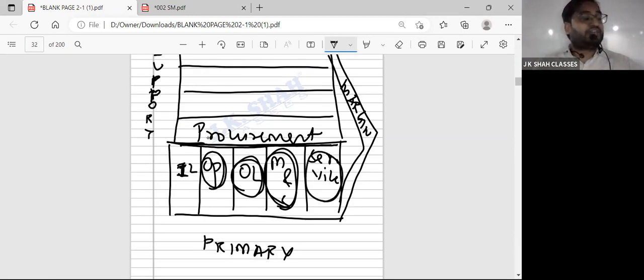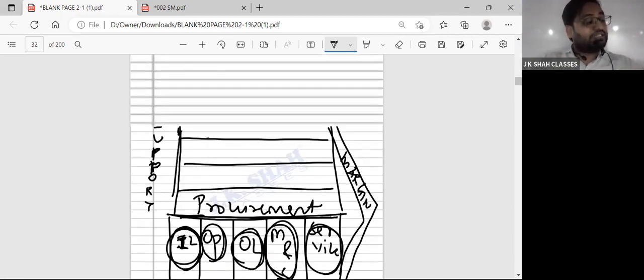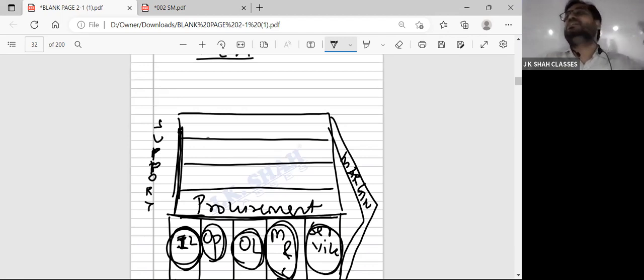Then we have service. All servicing equipment that we need to buy will be done by procurement. So procurement not only takes care of raw material purchase, they take care of all primary as well as support activity purchases. This is one department, procurement.